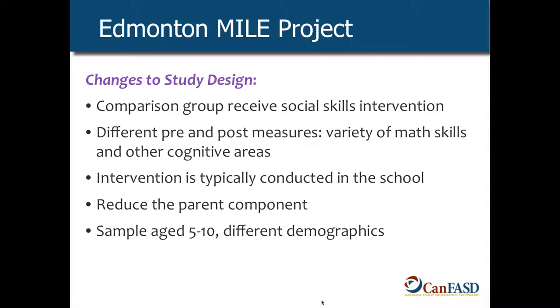We have different pre and post measures. We're testing a wider variety of math skills and other cognitive areas to see whether or not they improve as a result of the intervention. And we're usually conducting it in the school system rather than in a laboratory setting, because we felt that would be easier for the children and families, not having to bring their child into the lab all of the time. We've reduced the parental component mainly because we want to test the effects of only the tutoring and the math component without the extra parent training to see if that is effective.